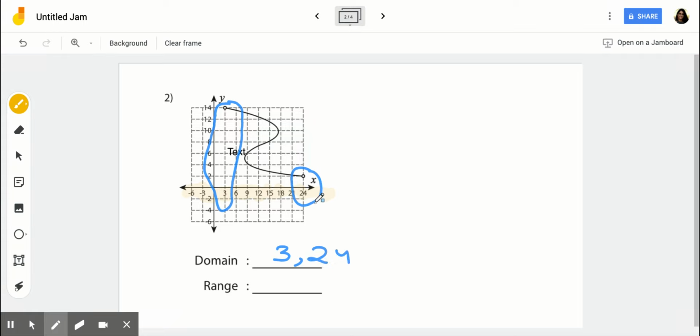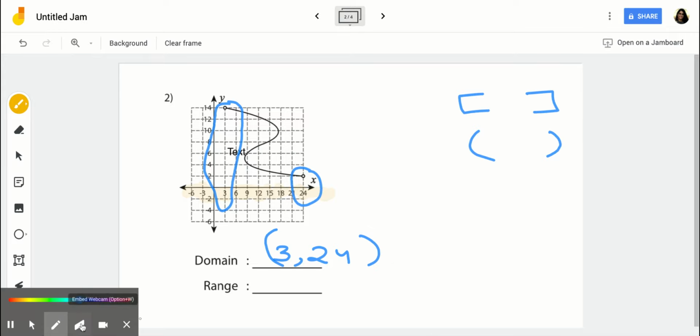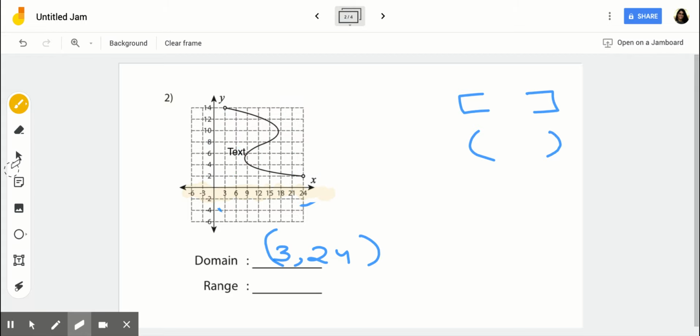Notice the numbers circled are on the X, the domain, the input, the independent variable. Now I'm either going to use these symbols or I'm going to use these symbols, and I'm going to decide which ones I should do. So notice here the dot is not colored in, therefore I'm using that symbol. On the other side, the dot is also not colored in, so I use the not included symbol. They don't have to match. You have to look at each point individually.